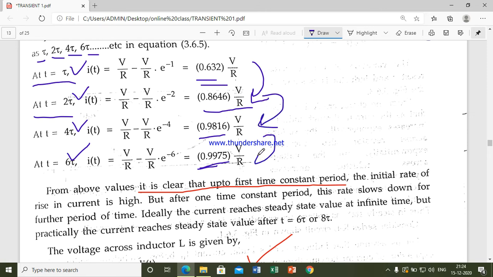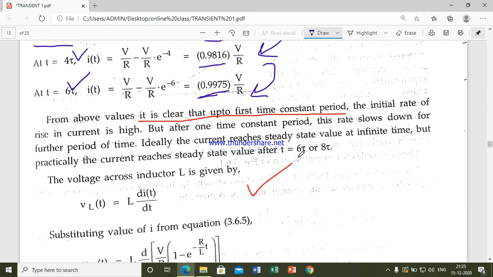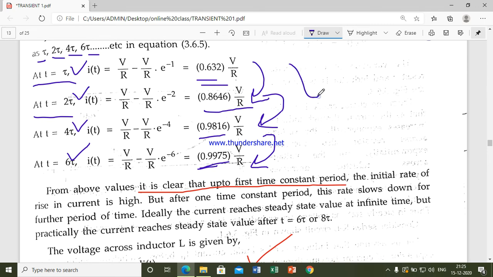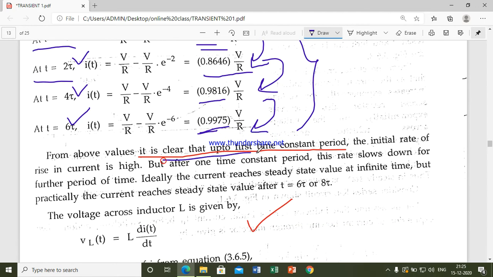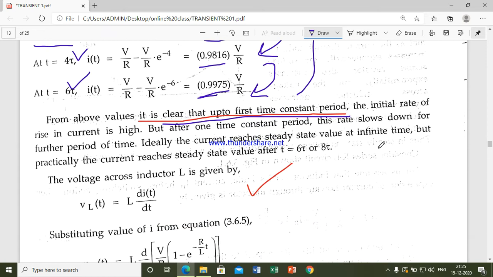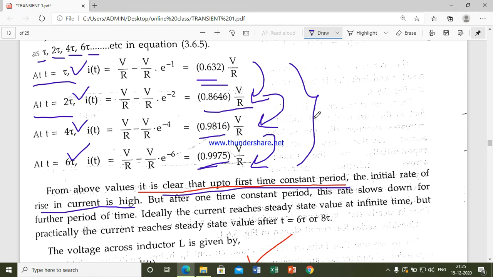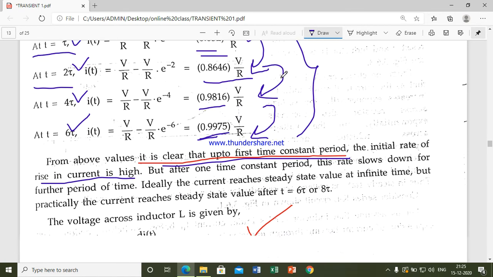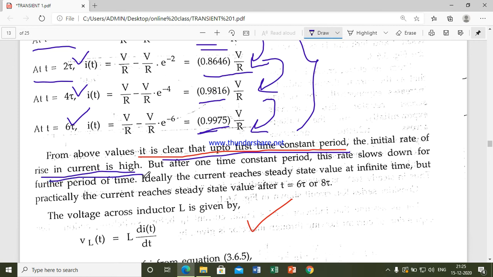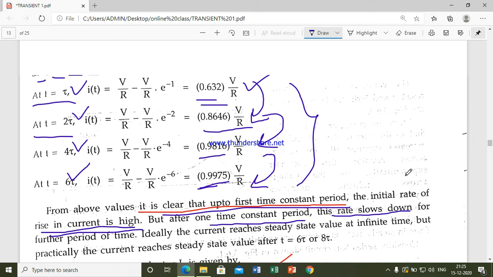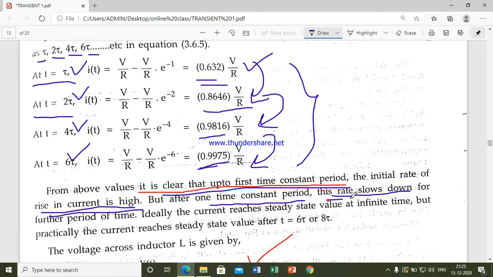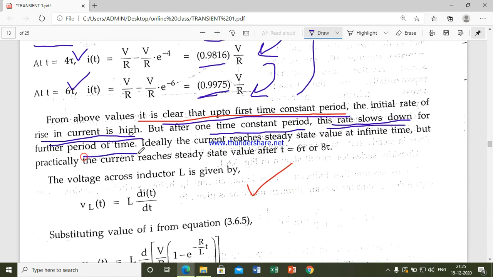Now, as charge in the inductor increases to the maximum value, it does maximum opposition for the increasing of current. From the above values, it is clear that up to the first time constant period, the initial rate of rise in the current is high. Initial rate means in the first instant, t equal to τ, the rise in the current is very high, but after the time constant period this rate slows down. For 4τ to 6τ, this rate decreases for further period of time.